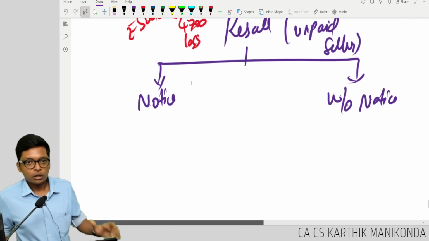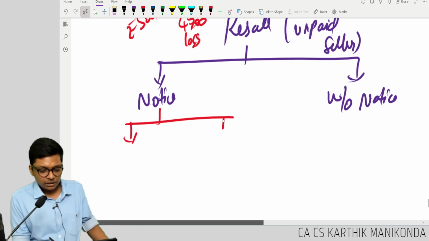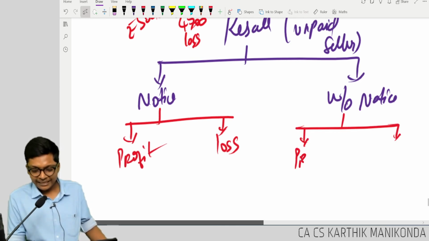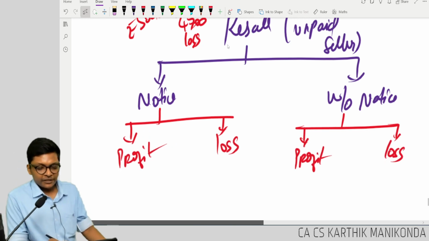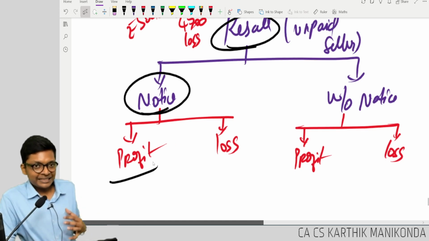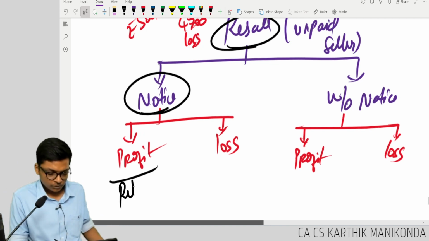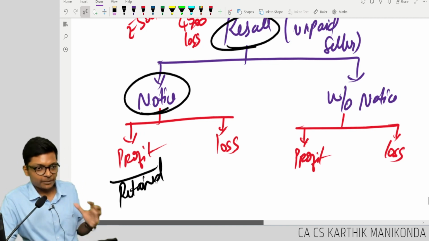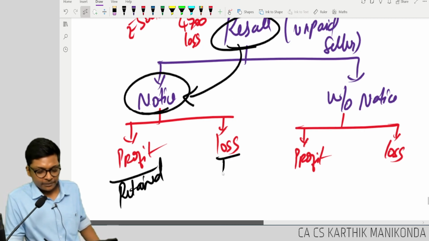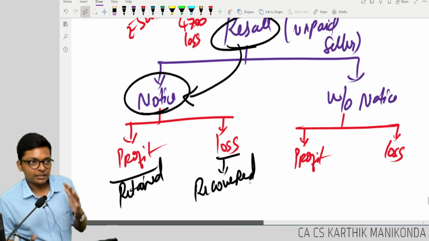So profit or loss. When I sell with notice, I can make profit or earn loss. If I sell without notice, again I can make profit, I can make loss. You tell me logically what happens. If you resale by giving notice, profit can be retained or given up. Check guys, I'm just writing what you're telling. Profit can be retained. If I resale with giving notice, loss can be shared, recovered.